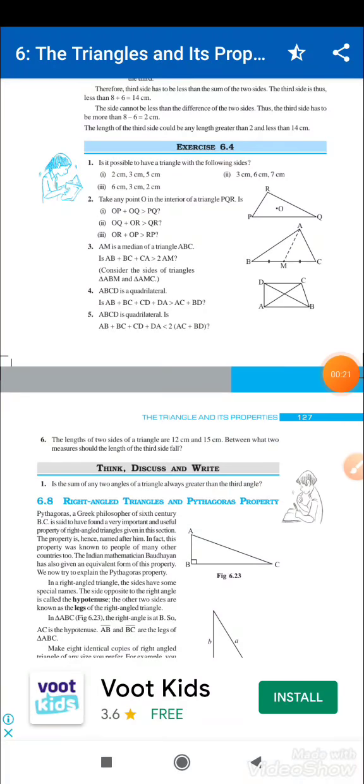Now move to our second question. Our second question is, take any point O in the interior of a triangle PQR. Part 1, is OP plus OQ greater than PQ. Part 2, is OQ plus OR greater than QR. Part 3, is OR plus OP greater than RP.